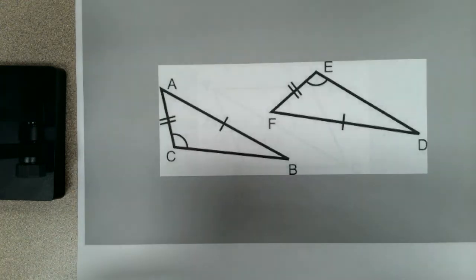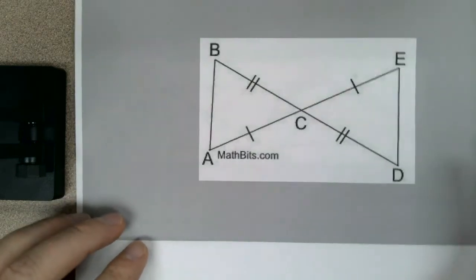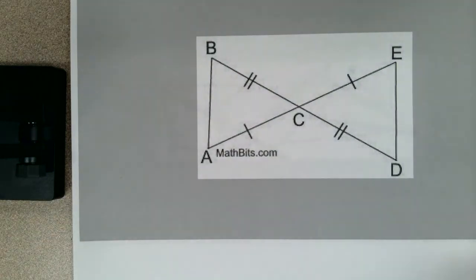Okay, let's go ahead and go to another one that's a little more complex than the first two. So take a look at the picture, determine if the triangles are congruent. If they are, tell whether it's side, side, side, or side angle side, and then make your congruency statement.